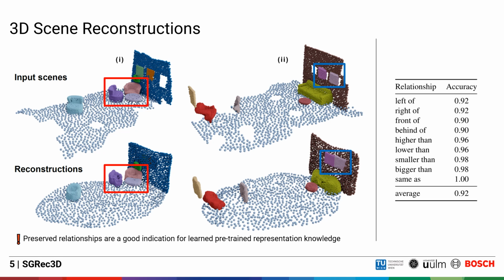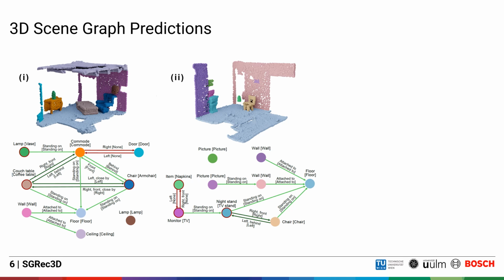In this table, we report the reconstruction accuracy of our method for relationships where a simple rule can be approximated. We observe generally high accuracy in the reconstructed relationships for all evaluated relationships. Here, we present two predicted 3D scene graphs from 3D point clouds using our method, with correct predictions highlighted in green and incorrect predictions highlighted in red. Overall, the majority of objects, as well as relationships, are predicted correctly, even with detailed class descriptions such as coffee table or very semantic relationships like standing on.